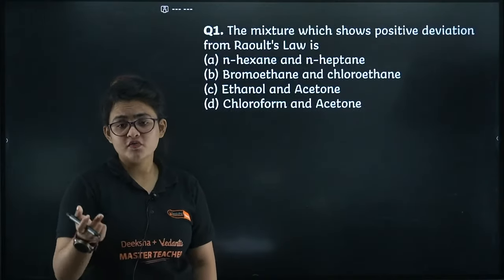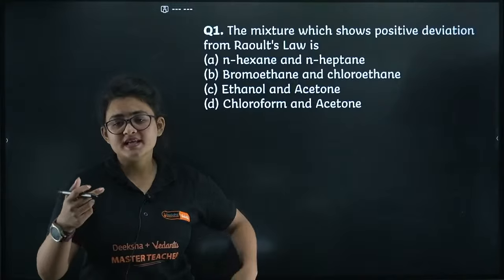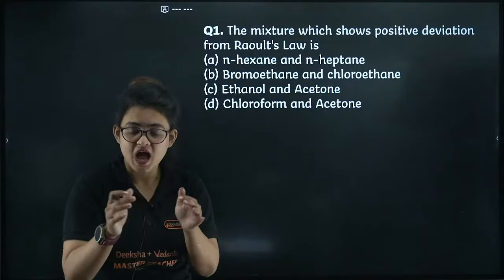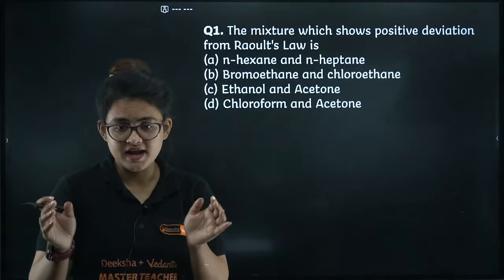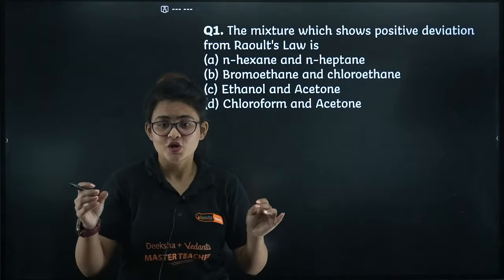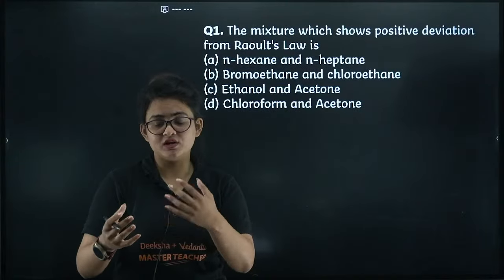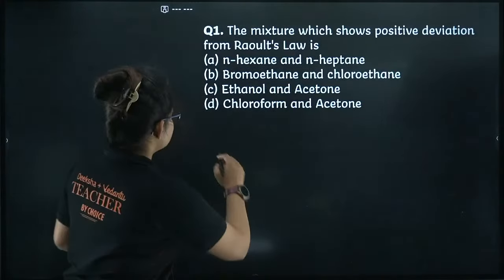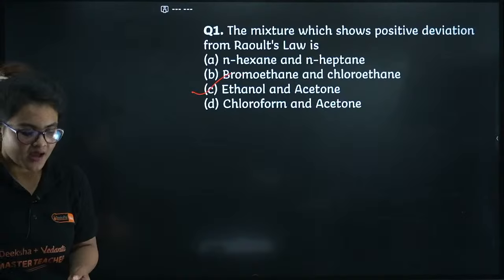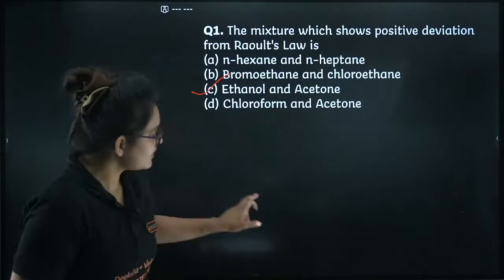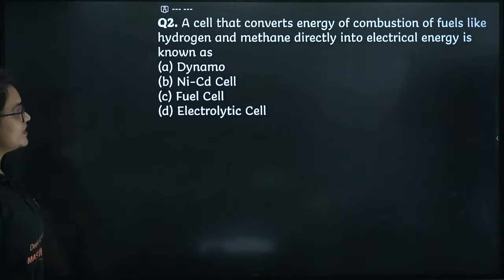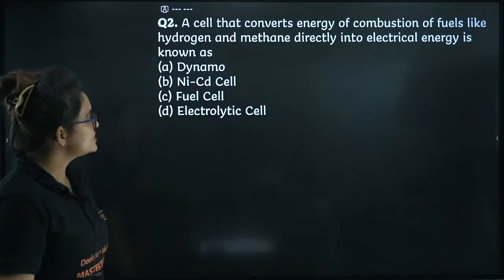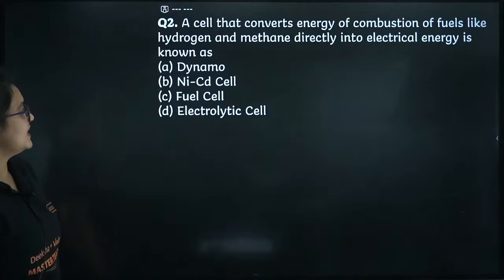And if you look at chloroform and acetone, after mixing they form a nice hydrogen bond, so A-B interaction is more than A-A and B-B interaction. So the answer is going to be C. I guess it's clear to you. Let's proceed. Here you can see a cell that converts the energy of combustion of fuels like hydrogen and methane directly to electrical energy.